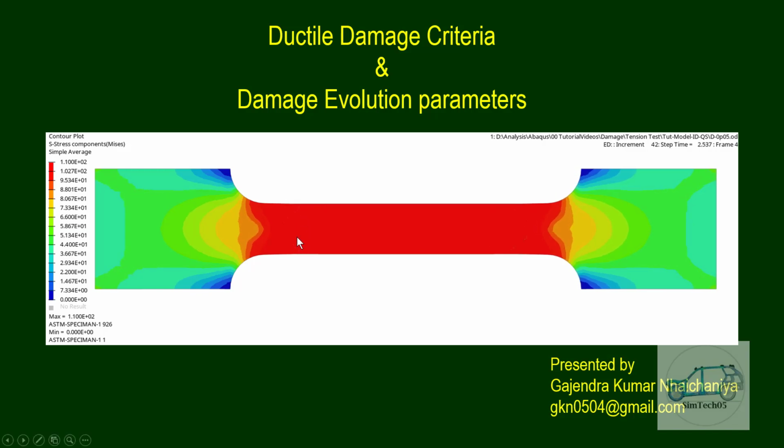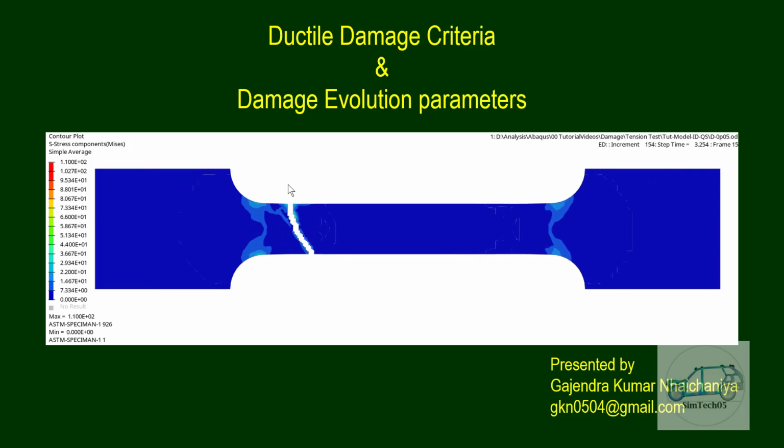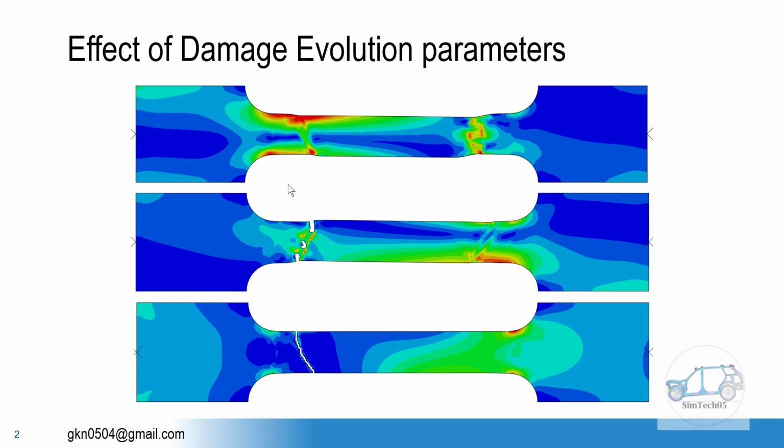So here you can see the ASTM standard tensile test specimen. Once the specimen meets the damage criteria, the element from the respective place starts deleting, or we can say the damage starts. So in a few slides, we will talk about those parameters and the importance of those parameters. We will see a little bit of the theory behind the damage evolution. This video is especially concentrated on the damage evolution parameter and how we can choose such a parameter for a particular component.